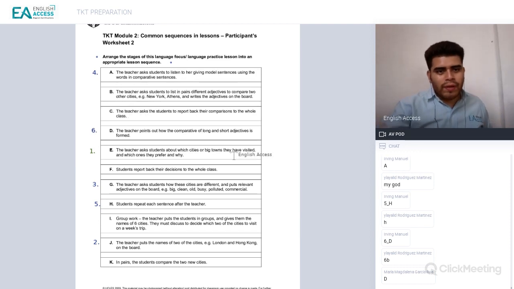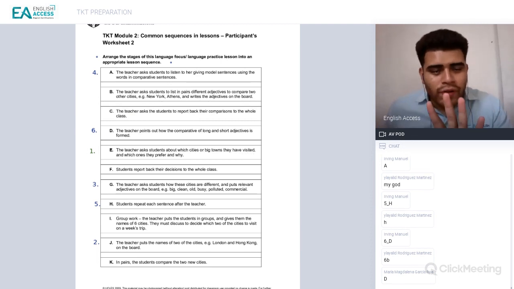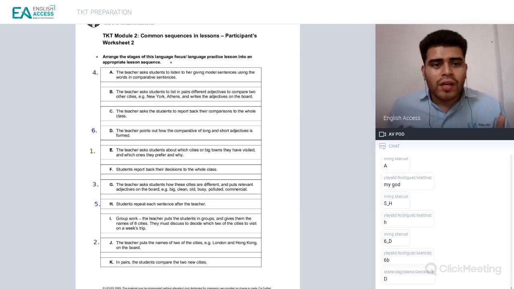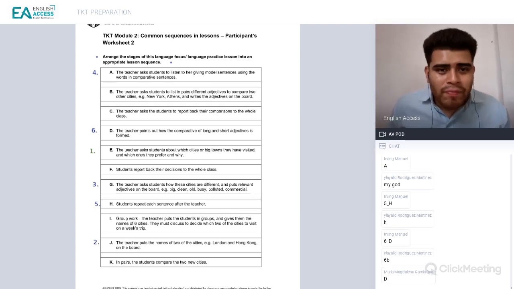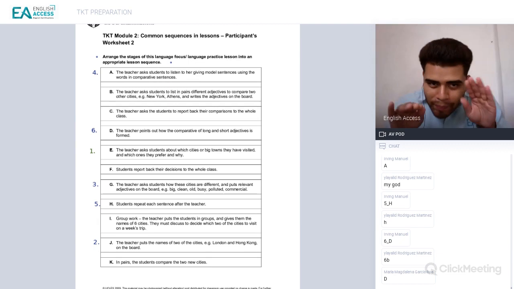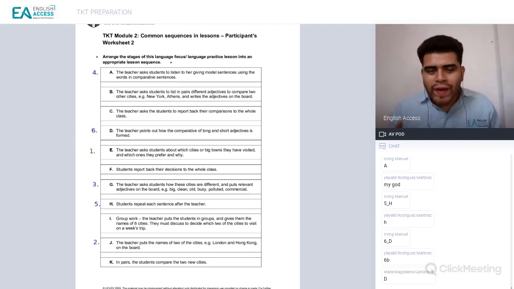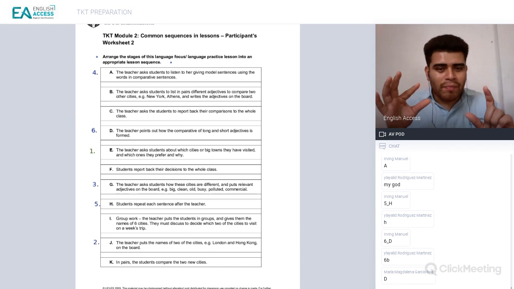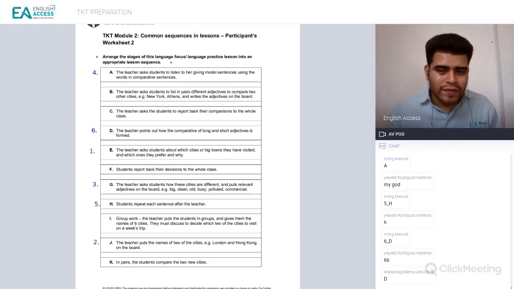Okay, so let me explain why. Number 4, you are presenting. Number 5, they are repeating, drilling. Now, before you make them pay attention to the form, you have to make them say it first. Get them used to the new language, build that muscle memory. And then you can have them pay attention to the form, which is how the comparative, the long adjectives and the short adjectives is formed. Very good.